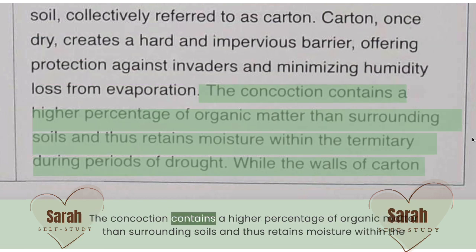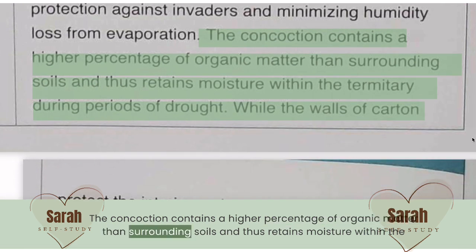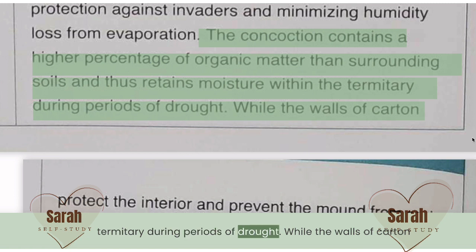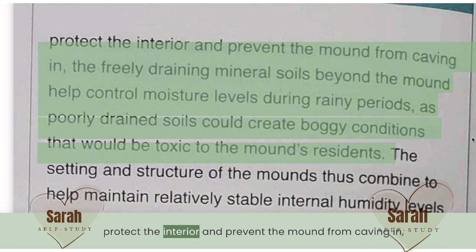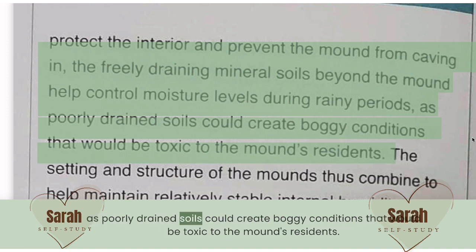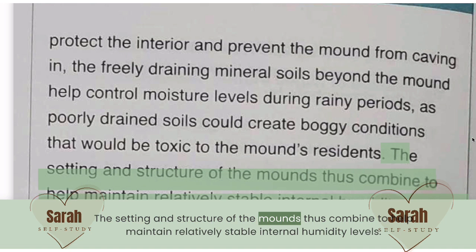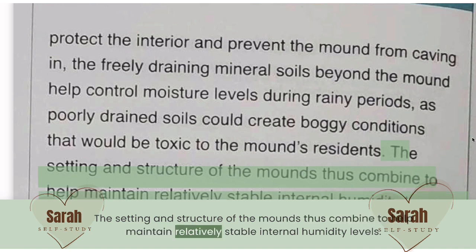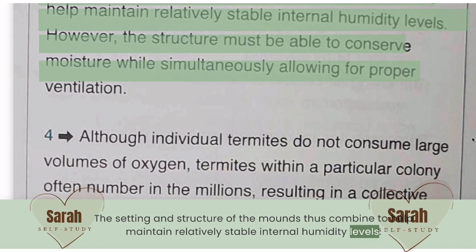The concoction contains a higher percentage of organic matter than surrounding soils and thus retains moisture within the termitary during periods of drought. While the walls of carton protect the interior and prevent the mound from caving in, the freely draining mineral soils beyond the mound help control moisture levels during rainy periods, as poorly drained soils could create boggy conditions that would be toxic to the mound's residents. The setting and structure of the mounds thus combine to help maintain relatively stable internal humidity levels.